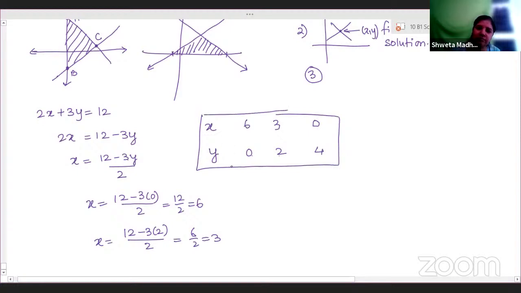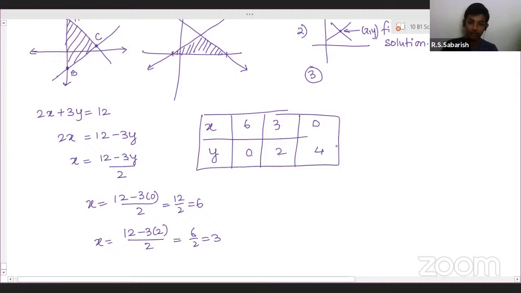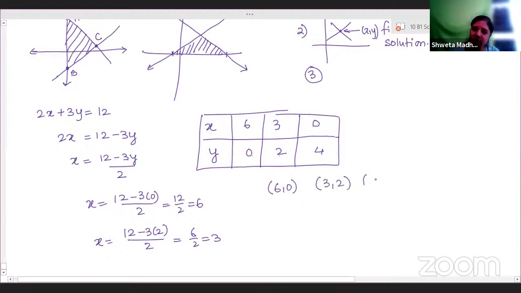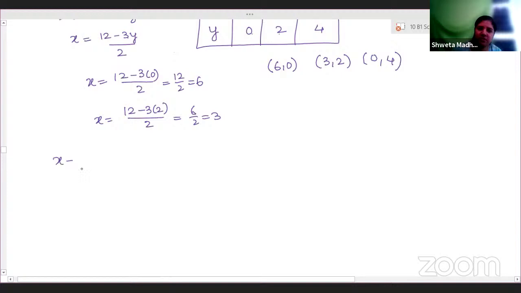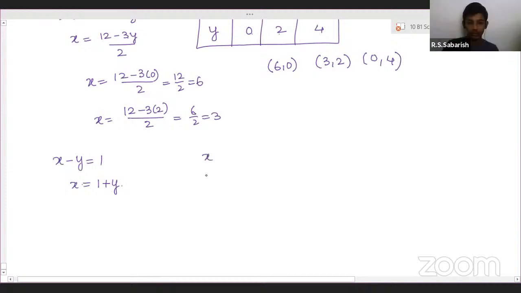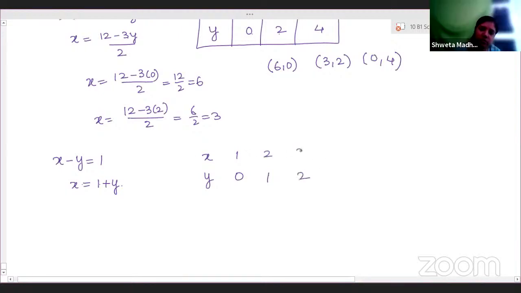So the 3 coordinates are (6, 0), (3, 2), and (0, 4). This is the revision of last time. We have to plot these on the graph. And the second equation they have given us is x minus y is equal to 1. So the value of x is equal to 1 plus y. Take any value of y, 0. The value of x will be 1 plus 0 is 1. Then 1: 1 plus 1 is 2. Then 2: it will be 3. So the 3 coordinates are (1, 0), (2, 1), and (3, 2). These are the three solutions for the second equation.